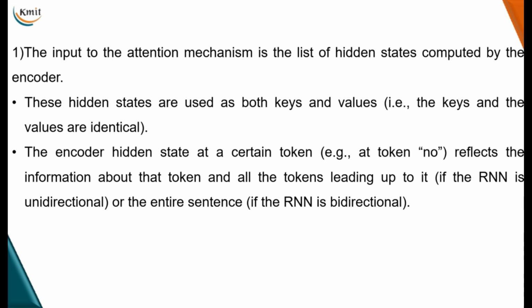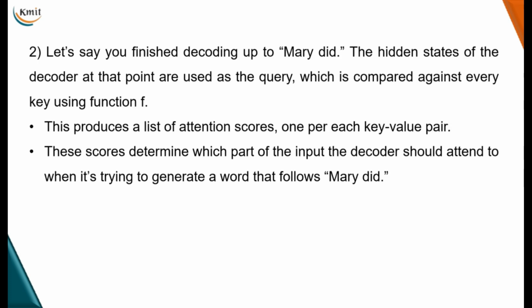Now the encoder hidden state for a particular token, for example Maria, no, Baba, Verde. Let's take a token called no. This token reflects the information about the token and all the other tokens that are leading up to it in the sentence. That is, you can go for either unidirectional if it is leading up to it, or if you want the entire sentence, you can go for a bidirectional model. Okay, now let's say you have finished decoding up to Mary did.